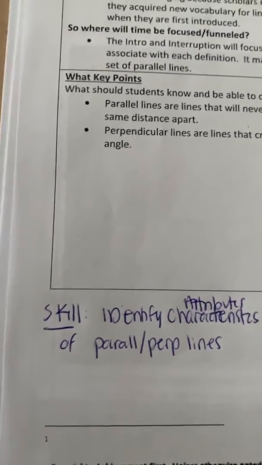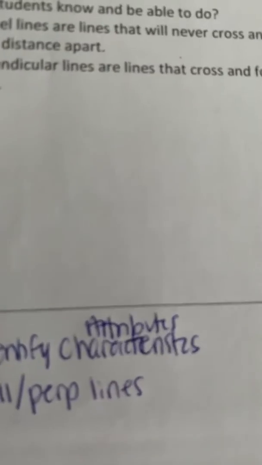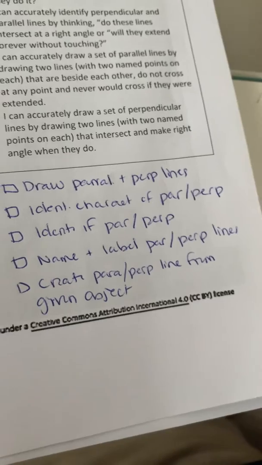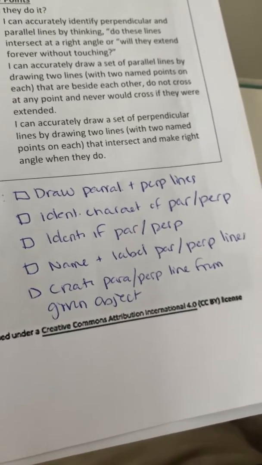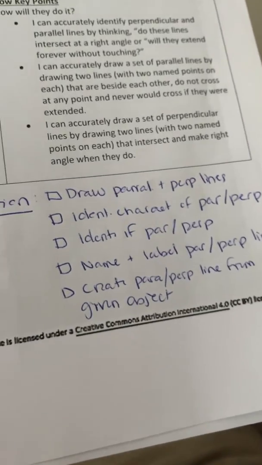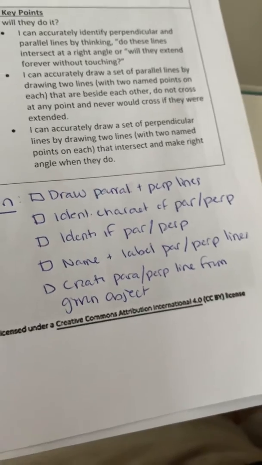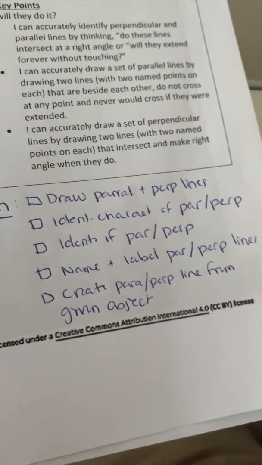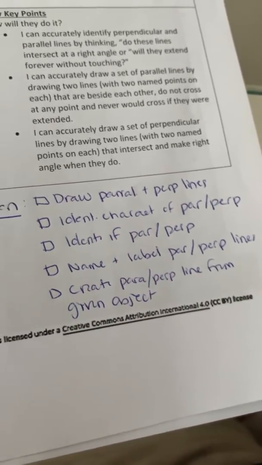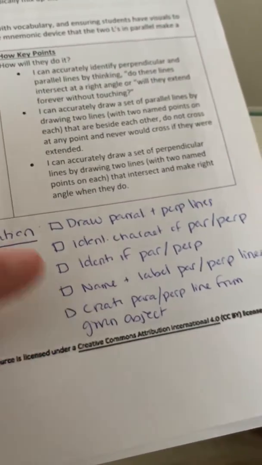Skill today, similar to the day before, is identify characteristics of parallel and perpendicular lines. I'm using attributes and characteristics interchangeably. Application today is draw parallel and perpendicular lines, identify characteristics of parallel and perpendicular lines, identify if a thing is parallel or perpendicular, name and label, that's actually giving them their name and correctly writing it, and then creating parallel and perpendicular lines from a given object. So these two are different because this is actually building off of a given object to create that.